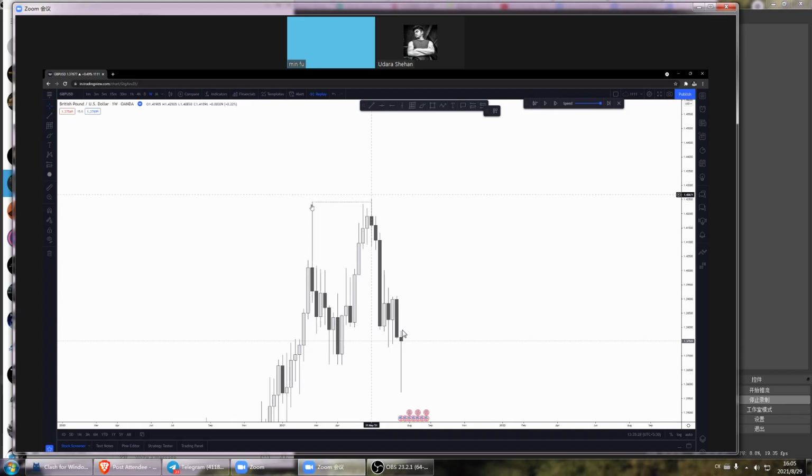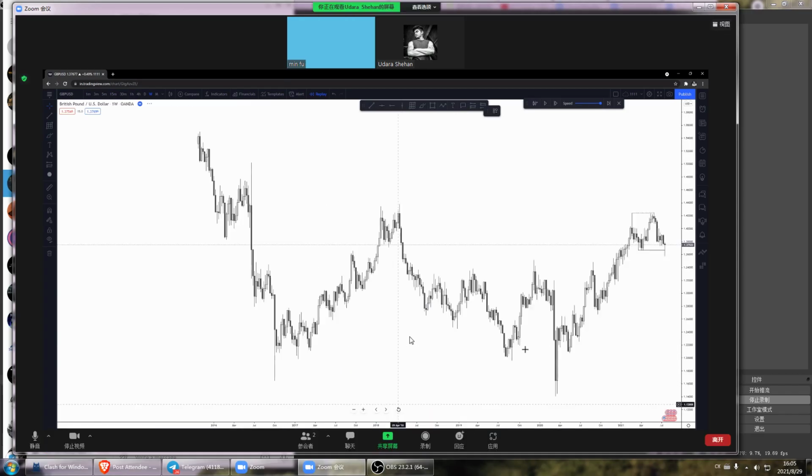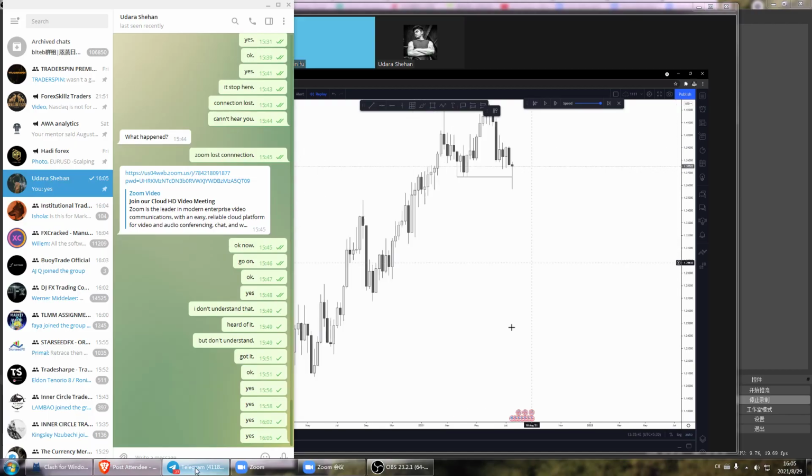They will take out these buy stops, and after taking out buy stops, simple, where are they going next? They're coming after sell stops. Can you understand that? I hope it's clear. Let me know.